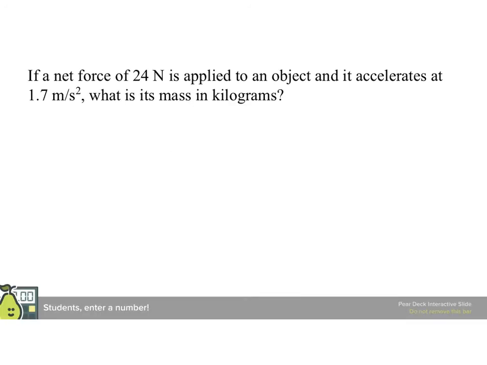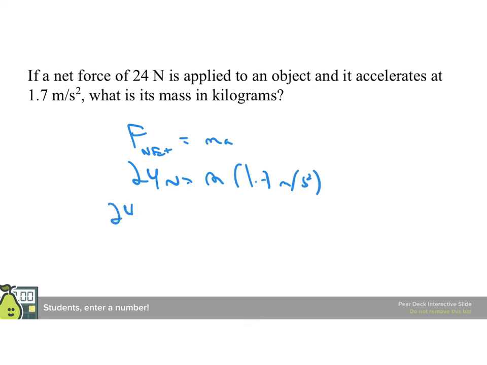So if a net force of 24 newtons is applied to an object and it accelerates at 1.7 meters per second squared, what is its mass in kilograms? Well, we're going to use the idea that F net is ma, and therefore 24 newtons is the mass times 1.7 meters per second squared. So 24 kilogram meters per second squared over 1.7 meters per second squared is m, which turns out to be 14.1 kilograms.